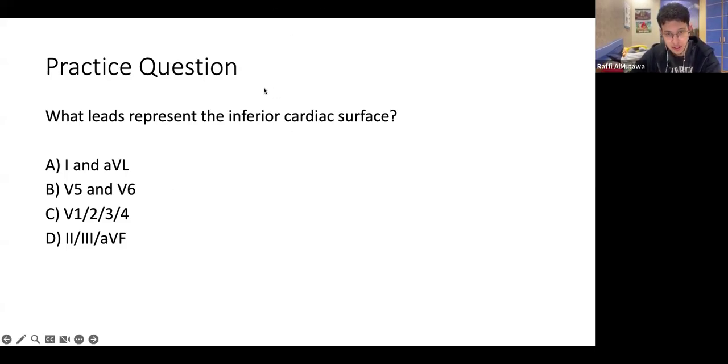The anterior. Yeah, this would be the anterior and septal region. So the septal, anterior, good. What about 1, AVL, V5, and V6? Because I just put them as 2 different options, but they represent the same surface. Lateral. Good job. You guys are geniuses.